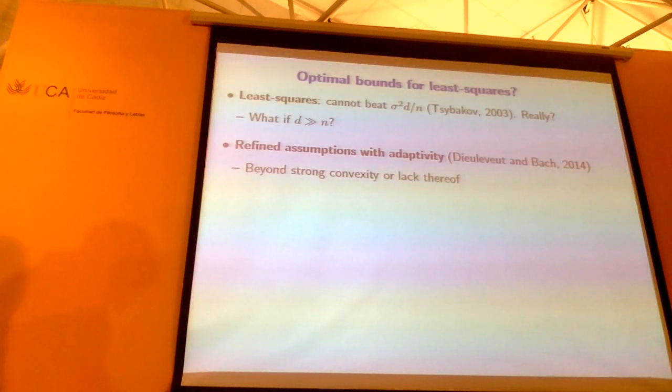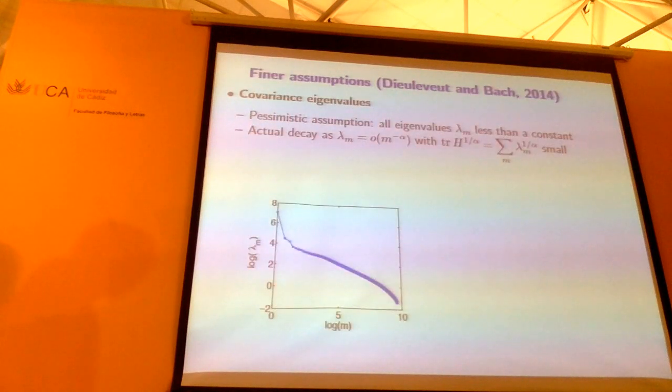What I will not have time to talk about is the fact that if you look at the data that I have, here I'm plotting the log of the eigenvalues of my covariance matrix. They decay quite rapidly. This means that it may be possible to leverage the decaying eigenvalues to improve on sigma squared d over n. What I have done with my student Emeric Diolveux is exactly this, showing that SGD is adaptive to that kind of behavior and can improve on sigma squared d over n given some nicely decaying eigenvalues.